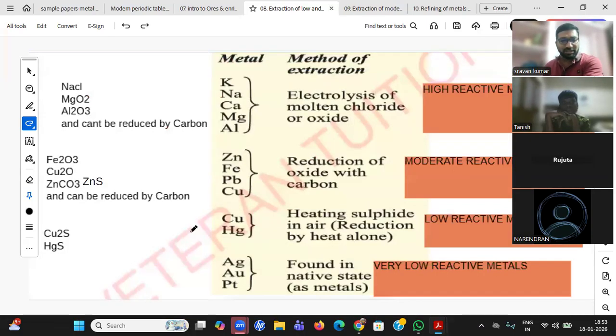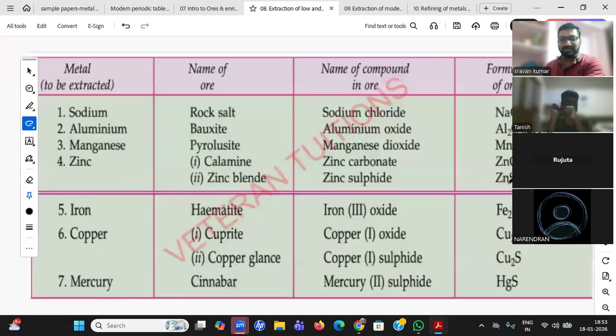Okay. Now the question comes, sir, what about copper sulfide? You see, it is also a low reactive metal. It also comes under that, and it is also a sulfide. Can I use the same roasting and oxidation? Absolutely, the answer is yes. Okay. So copper sulfide, we call it copper glance, that ore.